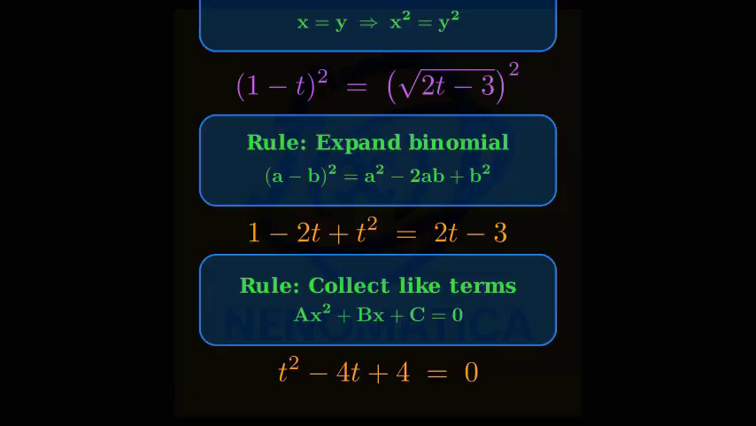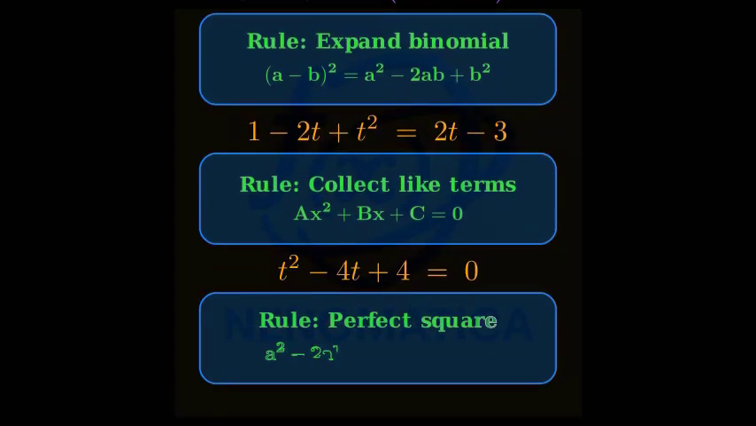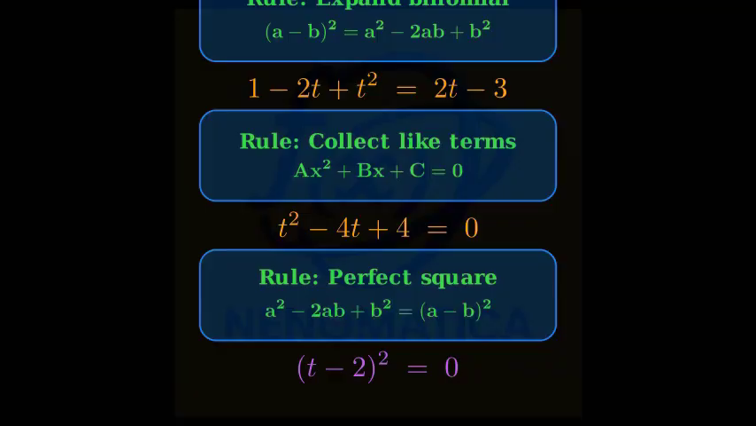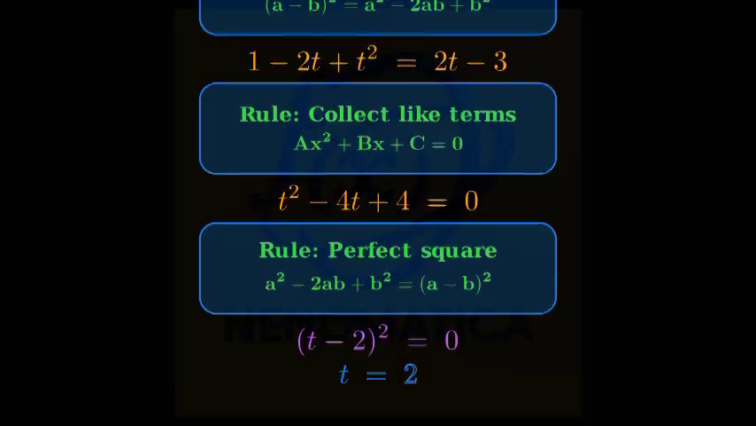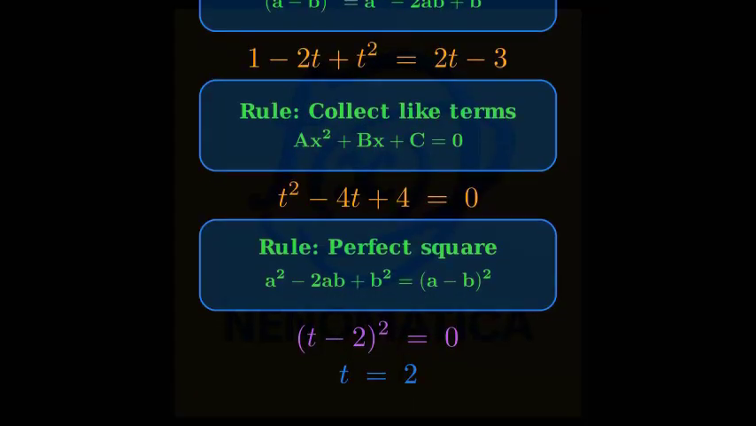Step 5. Factor the quadratic. Recognize a perfect square trinomial. That gives open parenthesis t minus 2 close parenthesis squared equals 0. So the candidate solution is t equals 2. Step 6. Check the candidate in the original equation to avoid extraneous solutions.